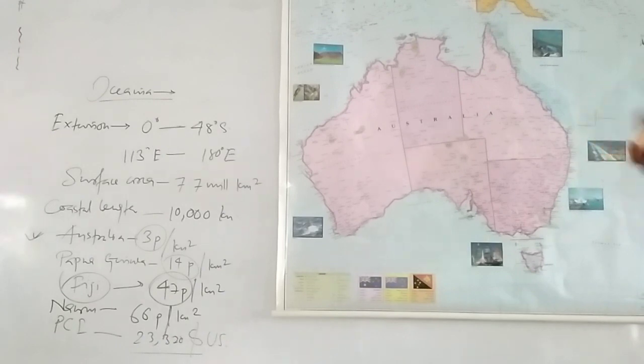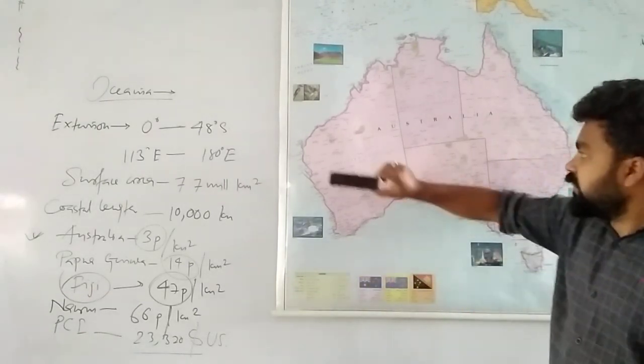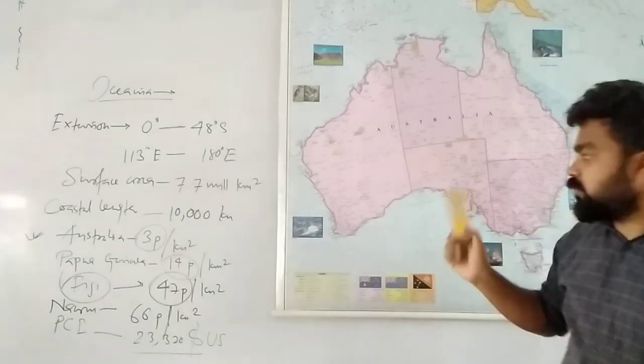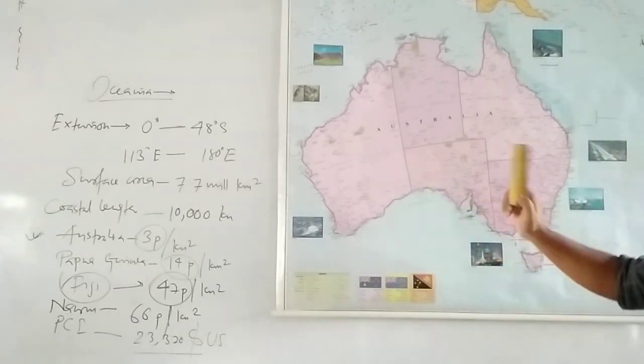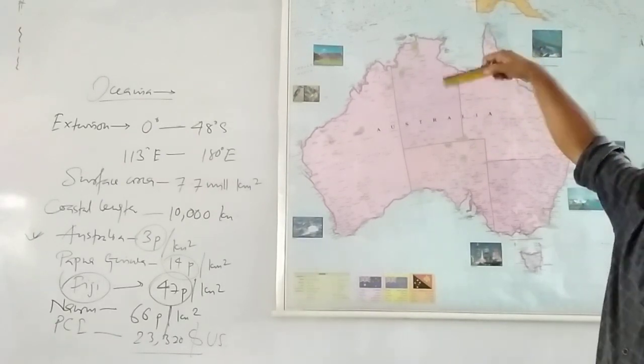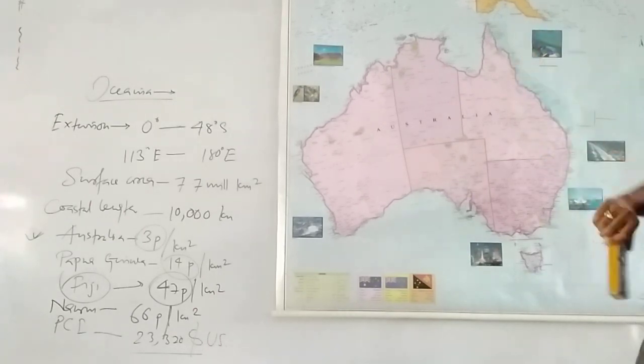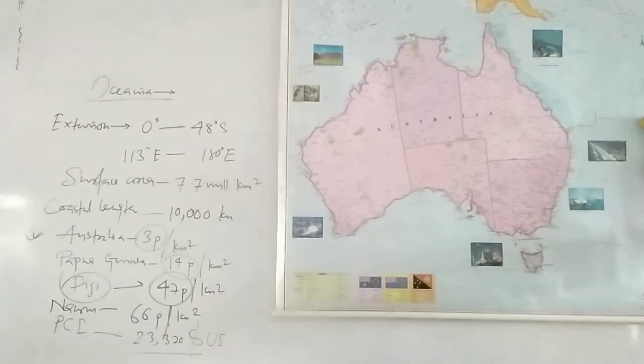Here we will get all the political and physical features also. Generally this is a political map. We will see what the different countries are here. This is Australia. Again, this is Papua New Guinea, the second largest, and Port Moresby is the capital of Papua New Guinea. Again, Nauru is there, Vanuatu, Port Vila, Solomon Islands, Marshall Islands, and here New Zealand.